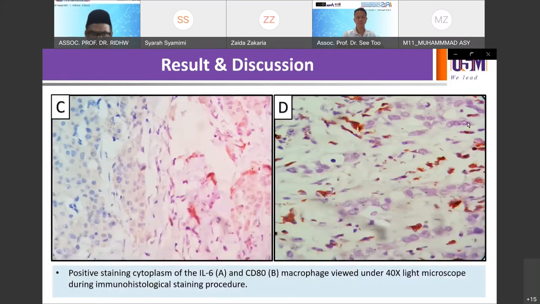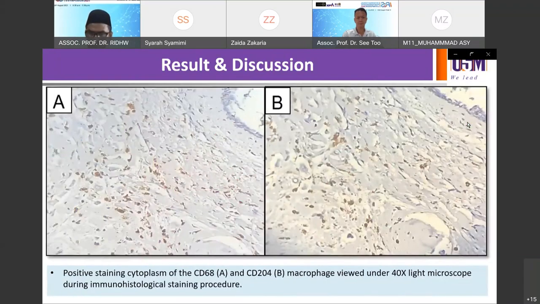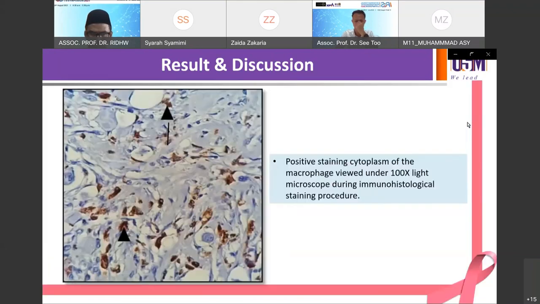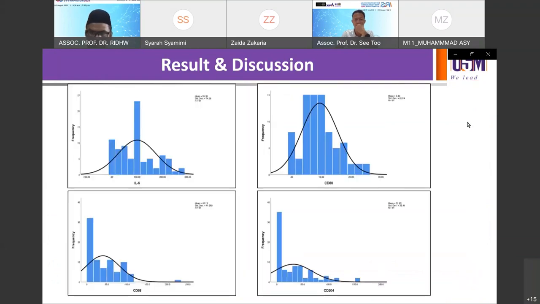The picture shown is the positive staining of the cytoplasm of the IL-6 and CD80 macrophage when viewed under a light microscope. Meanwhile, this figure shows the positive staining of the cytoplasm of the CD68 and CD204. The arrow in the figure shows the positive staining of the macrophage when viewed under 100 times magnification with a light microscope. The figure shows the histogram distribution of each biomarker. All of the data are normally distributed except for CD68 and CD204, which are slightly skewed.